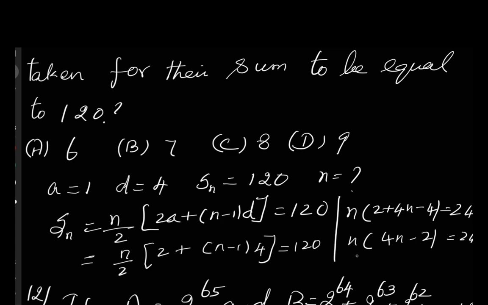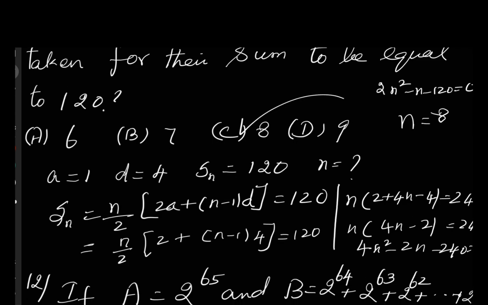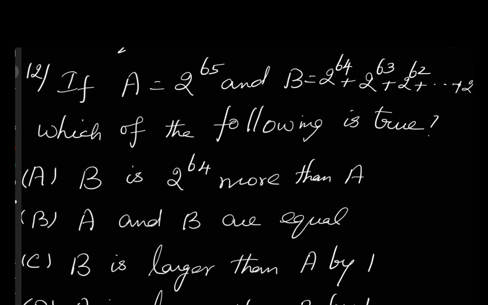I take off this, see here, 4n square minus 2n. You bring this 240 to this side. 240 is equal to 0. So common divisor is 2 here. So let me write here 2n squared minus n minus 120 is equal to 0. So you solve this, you will get the answer as n is equal to 8. Just 120 is 240 and then you solve this, you will get n as 8. So option C. See the next question.